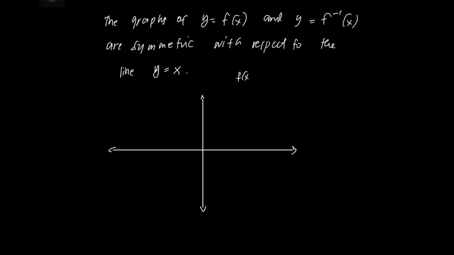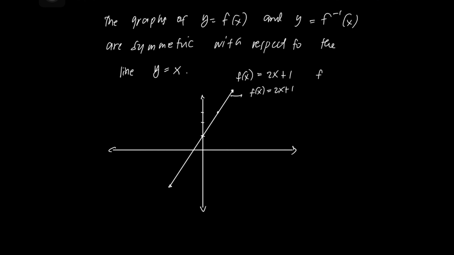Again, our f of x is equal to 2x plus 1. What is the graph of that again? This is the y-intercept, then the slope. So this point here, we connect this point here. This is our f of x equals 2x plus 1.